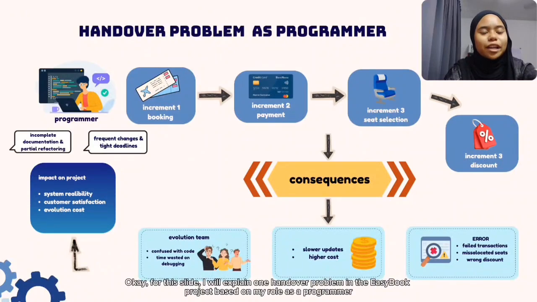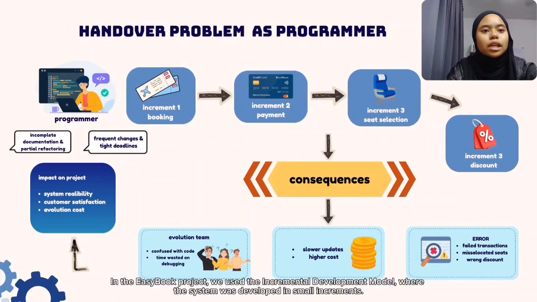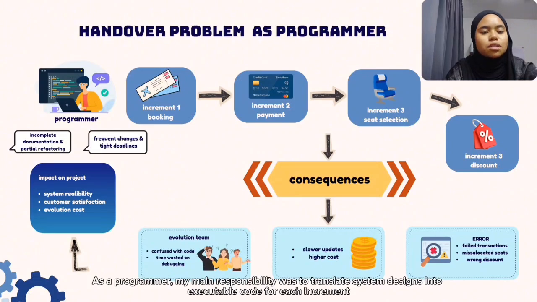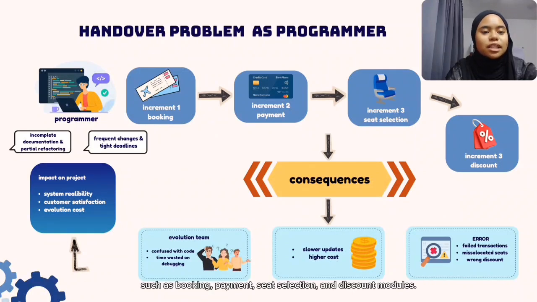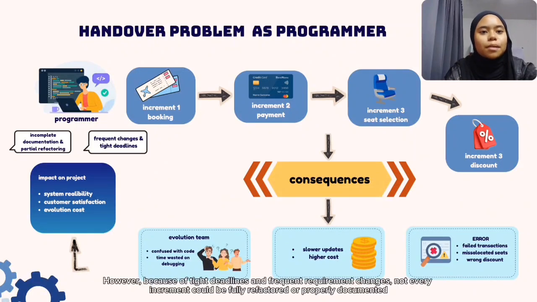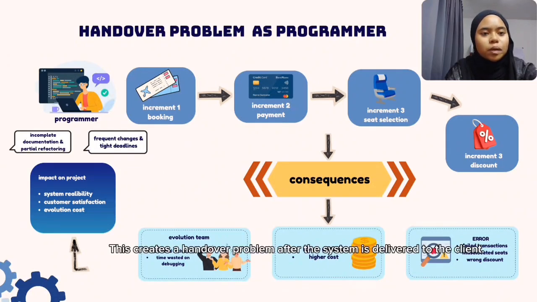Okay, for this slide, I will explain one handover problem in the Easybook project based on my role as a programmer. In the Easybook project, we used the incremental development model, where the system was developed in small increments. As a programmer, my main responsibility was to translate system designs into executable code for each increment, such as booking, payment, seat selection, and discount modules. However, because of tight deadlines and frequent requirement changes, not every increment could be fully reflected or properly documented. This creates a handover problem after the system is delivered to the client.